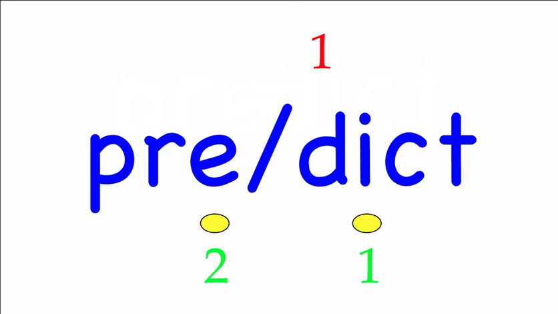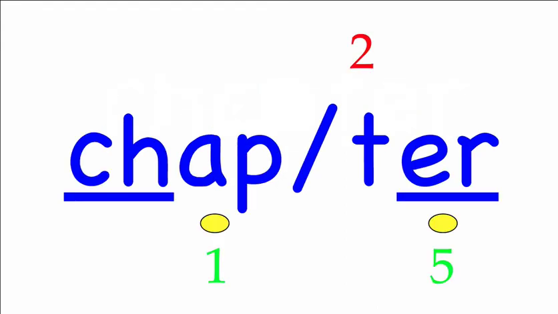Row 4. Chapter. Chapter. I am on chapter 4. Chapter. First syllable, chap, 3 sounds. Ch, a, p. Ter, 2 sounds. T. Chapter. Mark the word. Chapter.